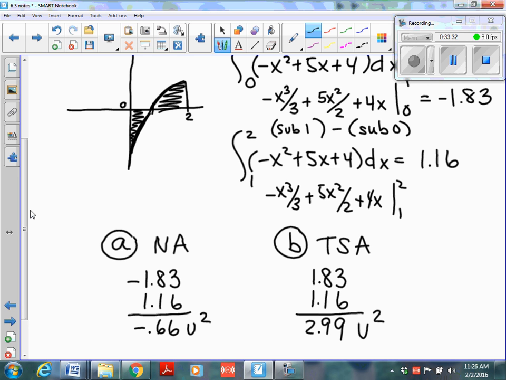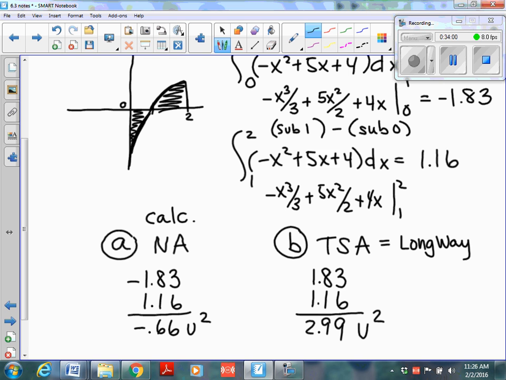The most important thing is to know the difference between net area and total surface area. If you plug it into your calculator, the calculator will give you net area. The only way to get total surface area is to do it the long way. Any questions? If you have questions, you'll have to stop it and ask me.